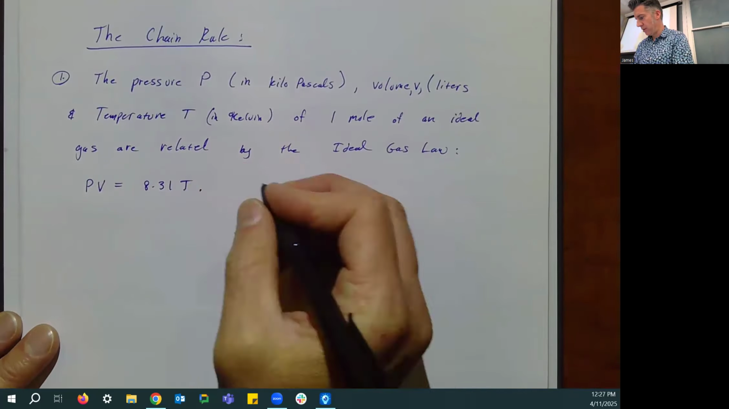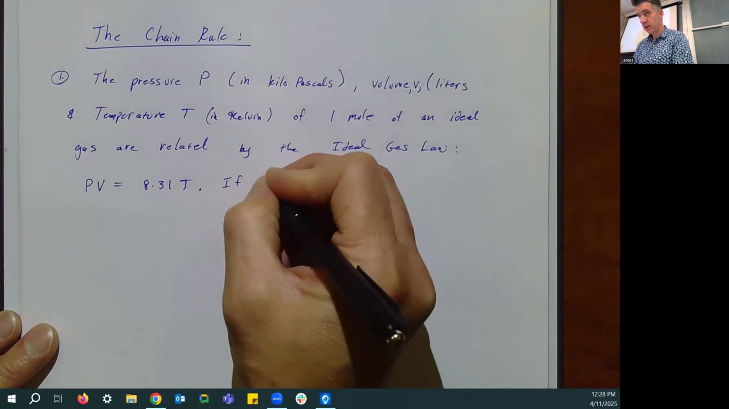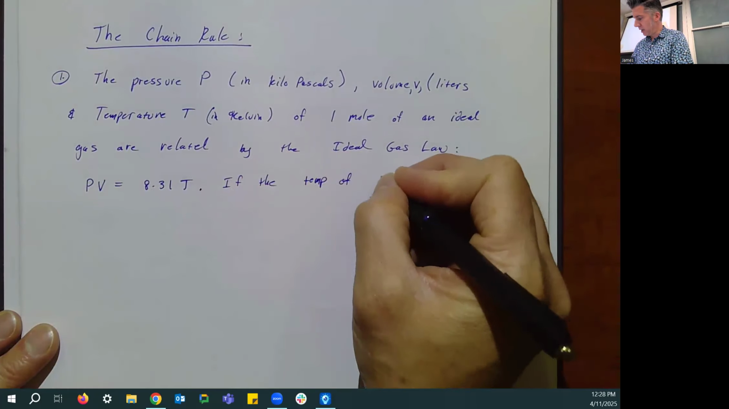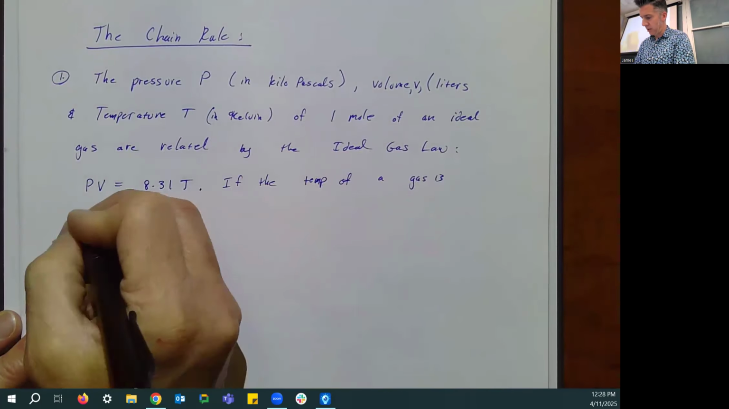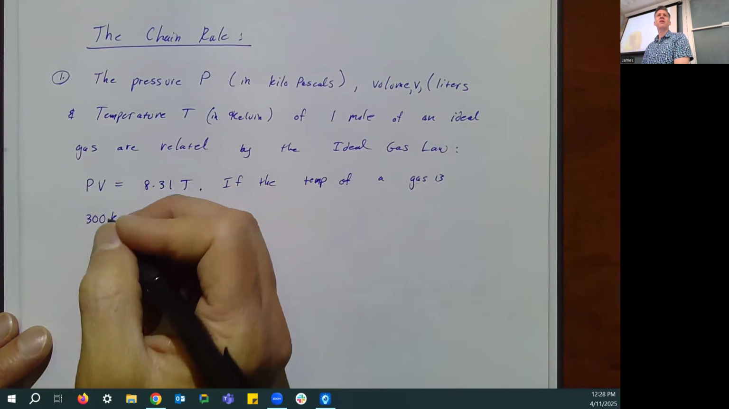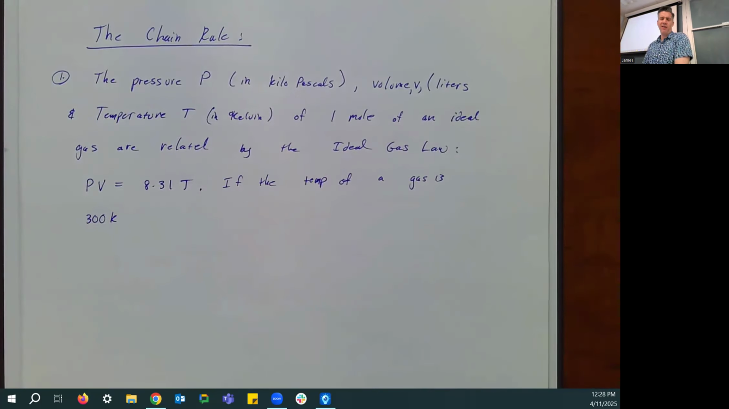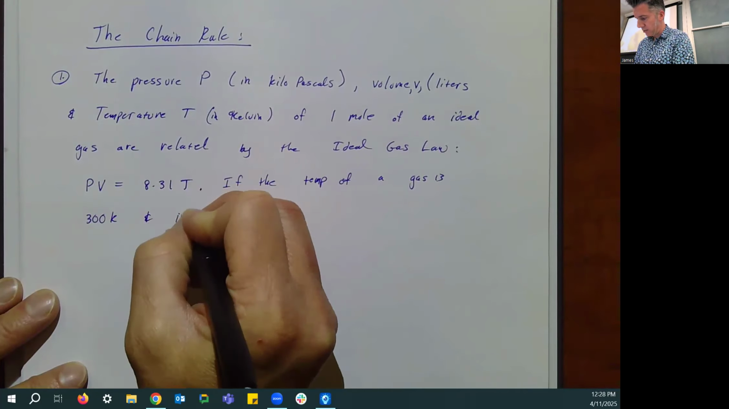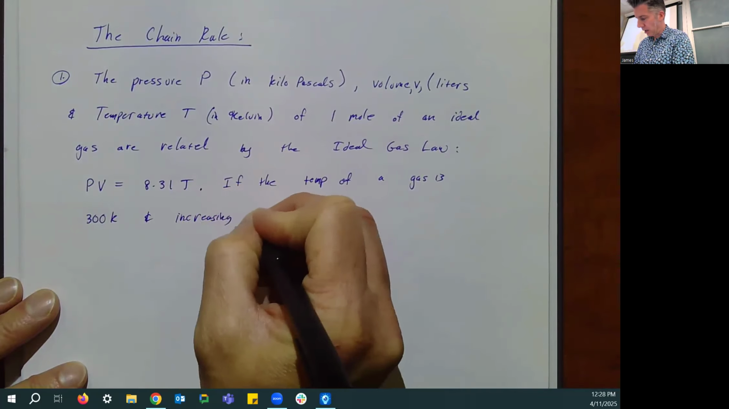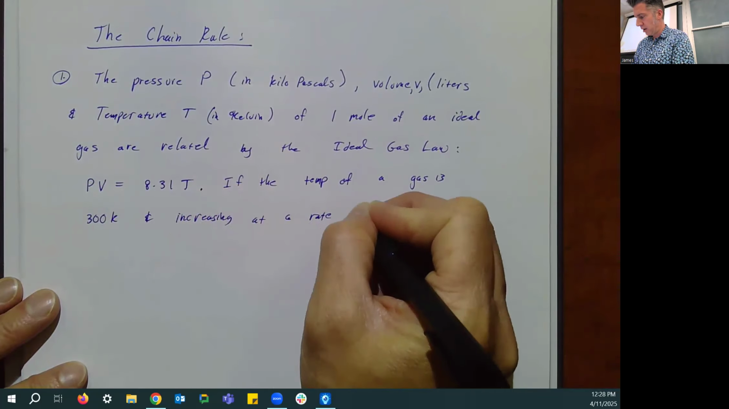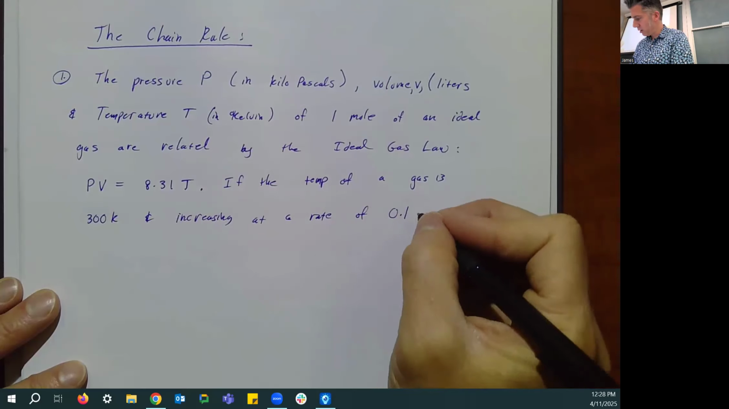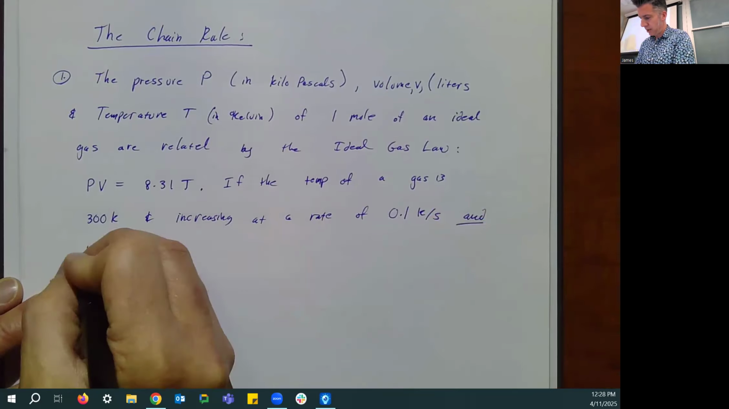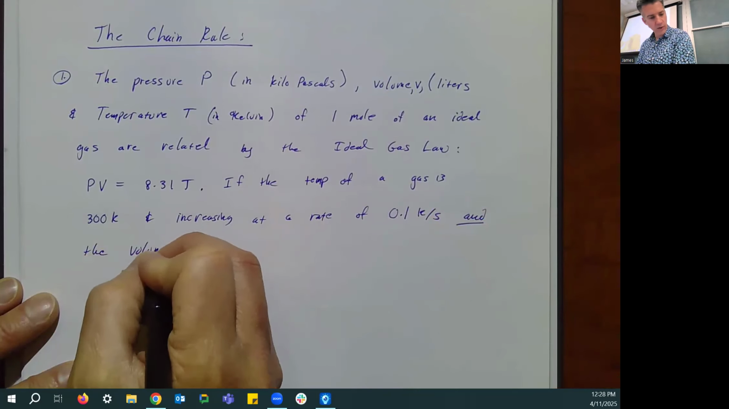So here's the setup. If the temperature of a gas is 300 Kelvin, and increasing at a rate of 0.1 kelvins per second. And the volume, I know it's a lot of writing, the volume.